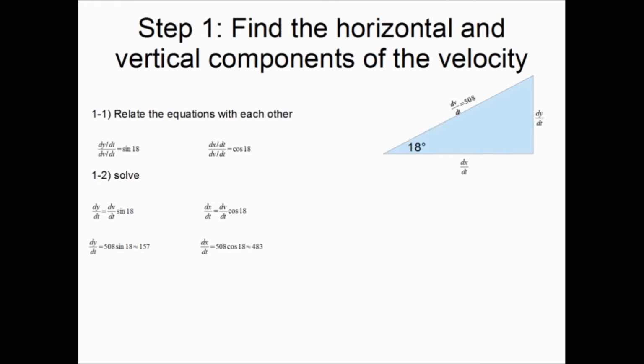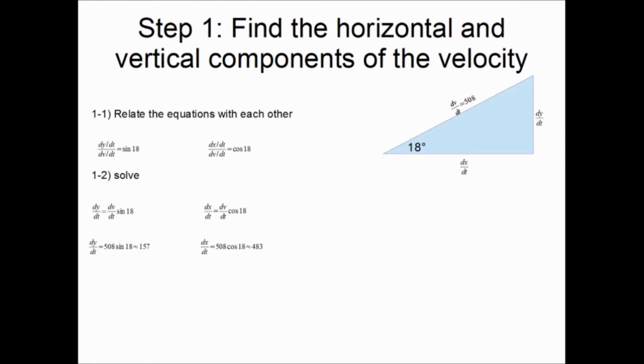First, we need to find the horizontal and vertical components of the shell's velocity immediately after leaving the barrel. To do this, we consider the flight path as being the hypotenuse of a right triangle with one angle measuring 18 degrees. The speed of the shell can be represented as its change in position over time, or dv over dt, which we've already determined to be 508.